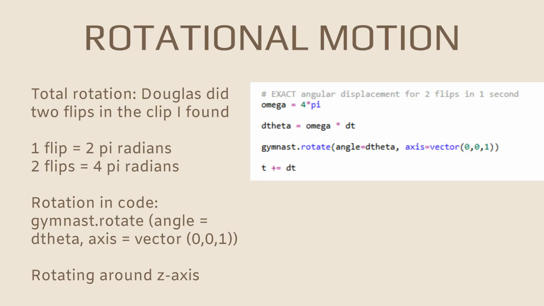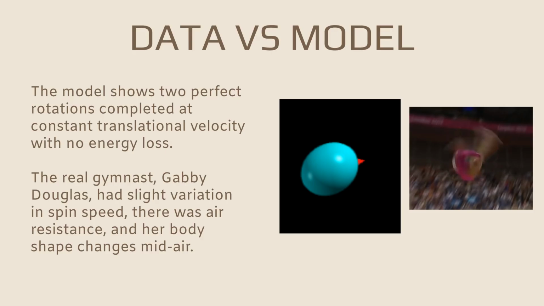So instead of jumping directly to 2 flips immediately, the model builds rotation slightly and slightly until it reaches 4 pi radians, which is what we calculated based off of the equation that I provided for how to find omega at the beginning of the video. This model properly showed how 2 perfect rotations happen with constant translational velocity with no energy loss. However, the real gymnast, Gabby Douglas, did have slight variation in spin speed, and in real life there was air resistance, and her body shape does change mid-air due to tucking as well as different movements. But because we had to make a simplified model, it's constant to ensure exactly 2 flips occur in 1 second.